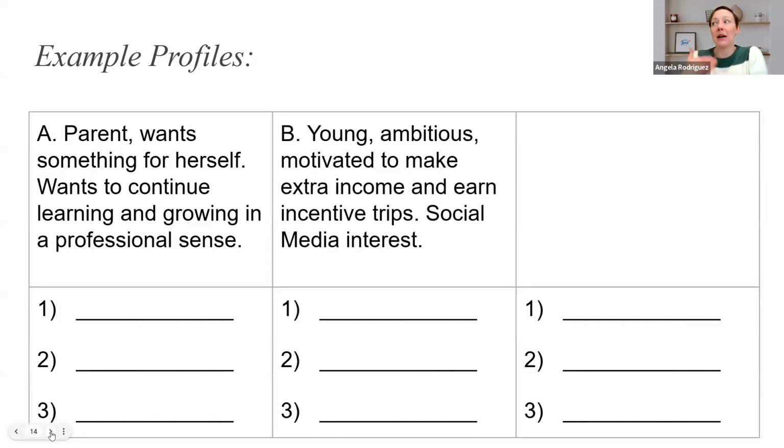Now let's look at another profile of another prospect you might run into. So you meet someone who's really young and ambitious, tons of energy, really motivated to make some extra income and earn those incentive trips. She wants that cruise through Brazil. She's really into social media, would love to be an influencer.